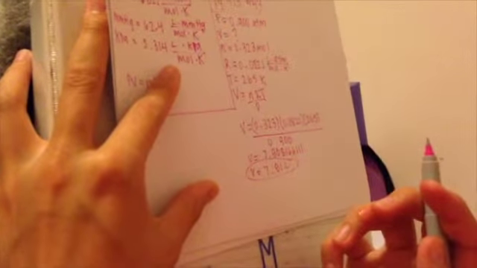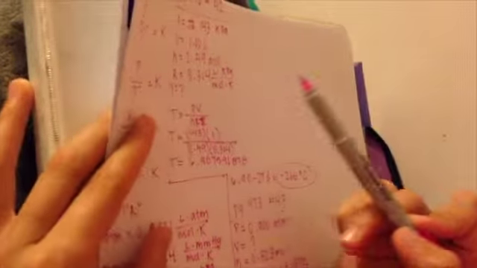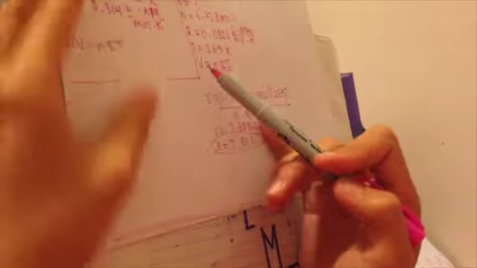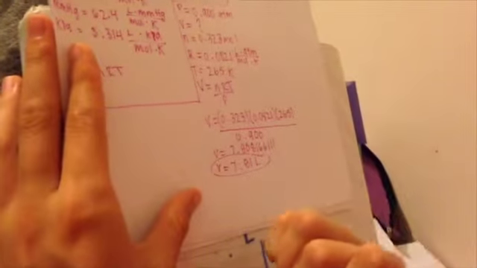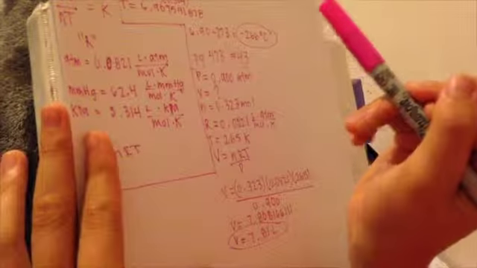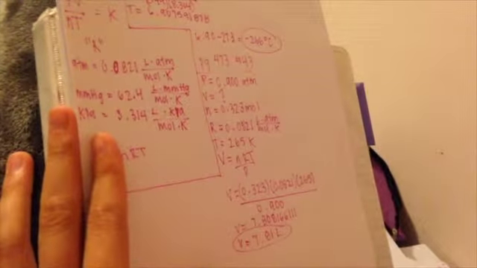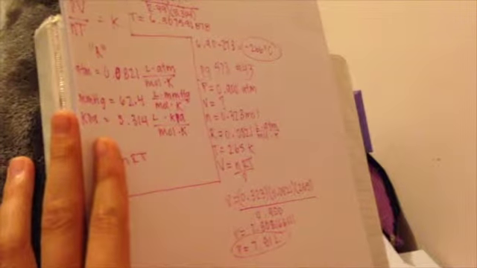And every time, for whatever it asks for, you have to manipulate the equation to get the thing you're solving for all by itself. So up here we got T all by itself, and down here we got V all by itself. And make sure T is always in Kelvin, and make sure your ideal gas constant matches the units of your pressure. And that's how you solve ideal gas problems.